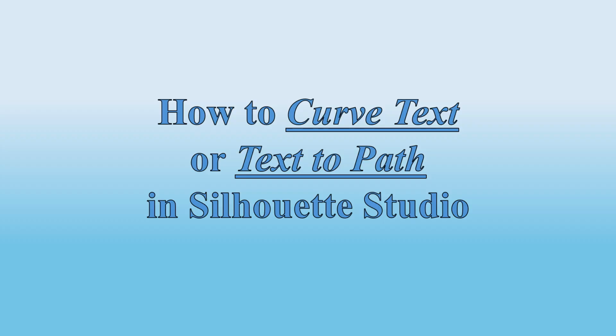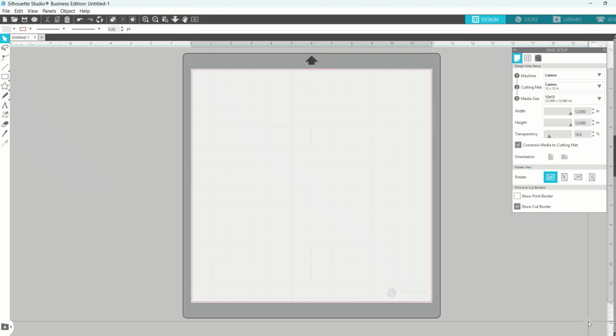How to curve text or text to path in Silhouette Studio for beginners. We are going to learn today how to put text to path or make text curve or attach to any form.